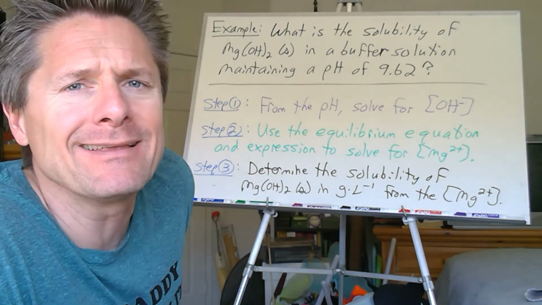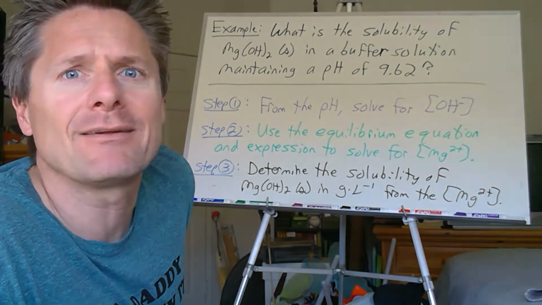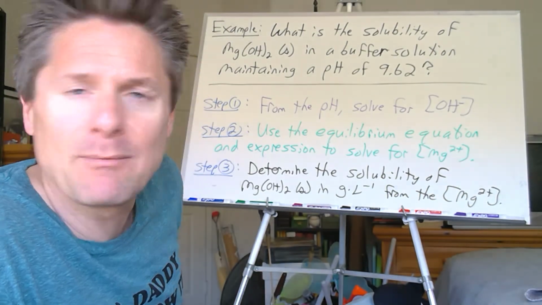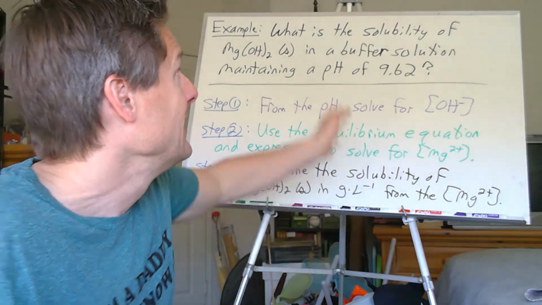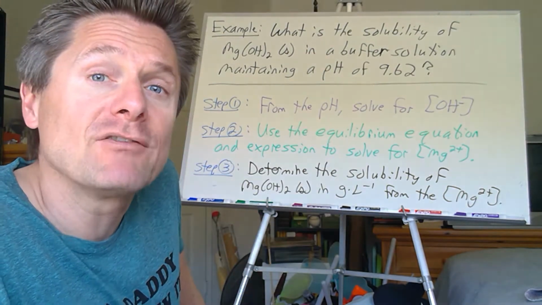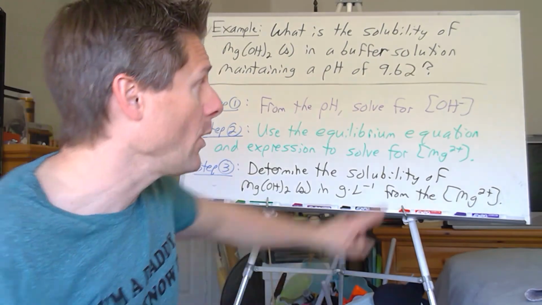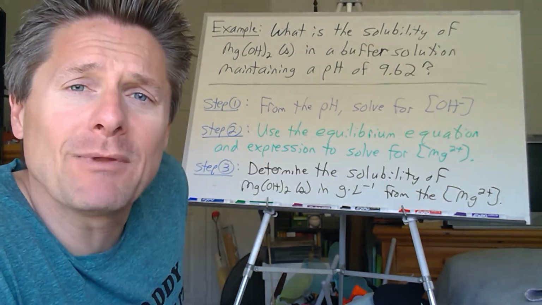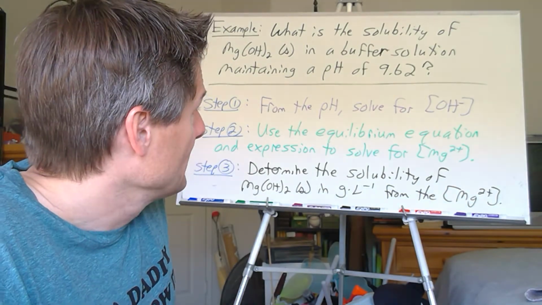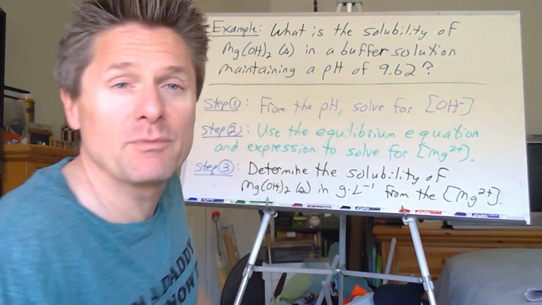It doesn't matter what the cation is, whether it's aluminum or zinc or cadmium. Who cares what it is? It's the same thing. We'll solve for that cation concentration. In this case, what's the magnesium ion concentration in that buffer solution at a pH of 9.62? Well, once I know that, that's my solubility, X. If you look at your ICE table, that's X, because it's in a 1-to-1 mole ratio with magnesium hydroxide.